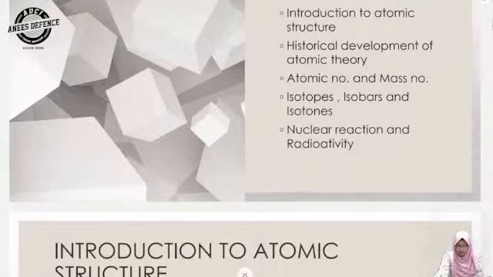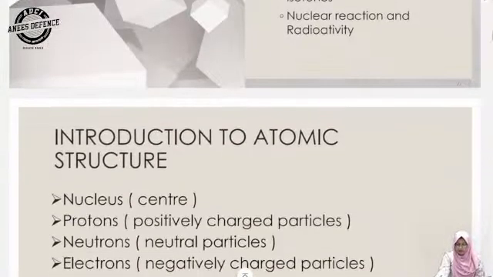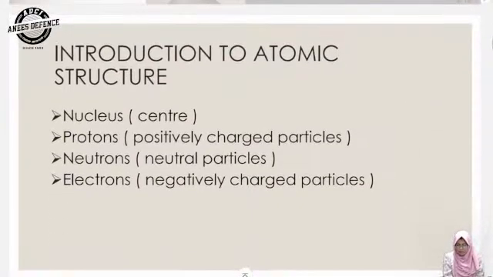So, let's begin with the introduction of the atom. An atom is a particle comprising a nucleus at the center, containing positively charged particles called protons and neutral particles called neutrons, and a negatively charged particle called the electron that revolves around the nucleus.